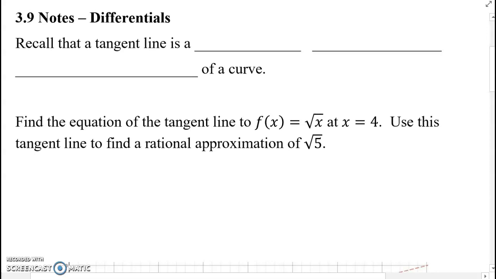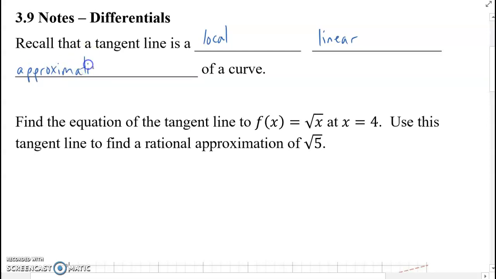In this section we explore the way that we can approximate irrational values, or perhaps rational but inconvenient values, using simple rational approximations. Recall that the tangent line is a blank blank blank of a curve. I hope we all know the definition of a tangent line. It is a local, linear approximation. Super important that we know what that means.